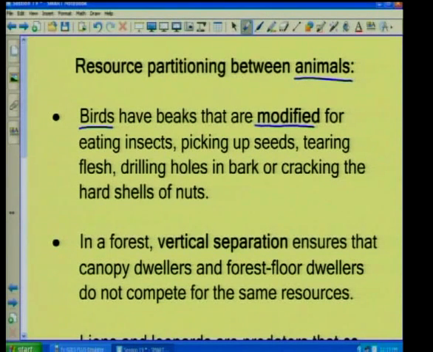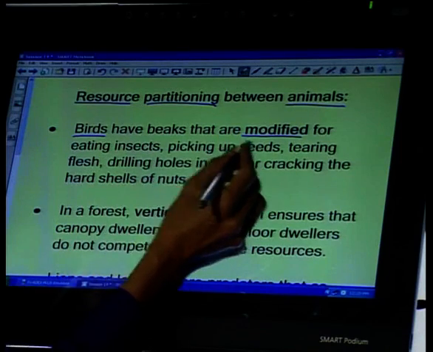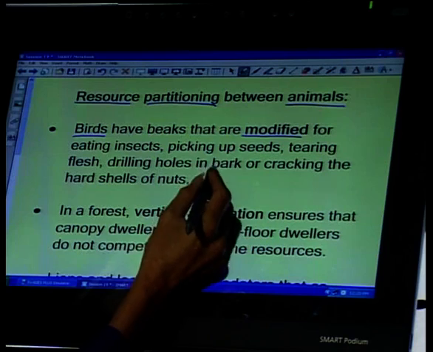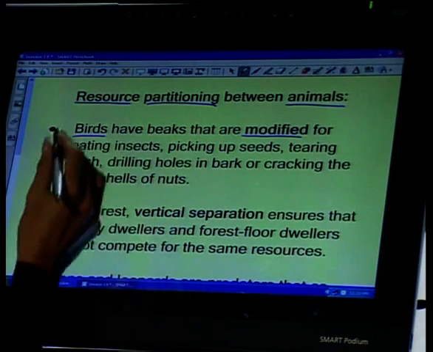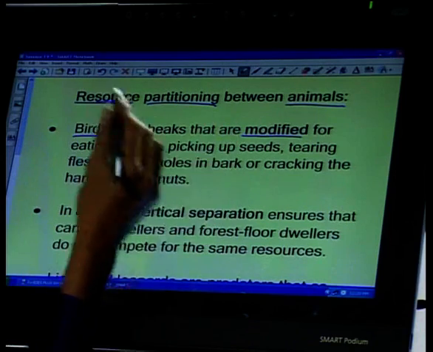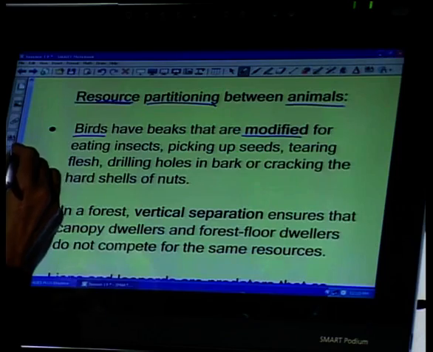So a beak that eats insects versus a beak that's going to be picking up seeds off the ground or tearing flesh, for example like in a hawk or an eagle, drilling holes in bark like woodpeckers, cracking hard shells and nuts like a parrot-type beak, for example. They all modify to eat different food. So we have resource partitioning. The resources of insects and seeds and flesh-eating birds and digging holes in bark and eating nuts, those are the resources. And they've been divided up based on the kind of beak that a bird does have.